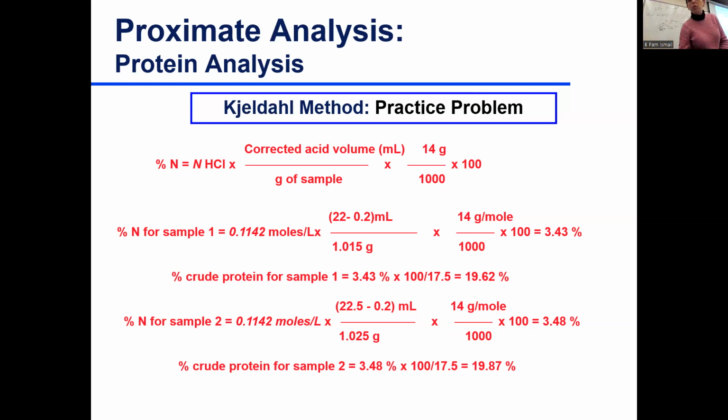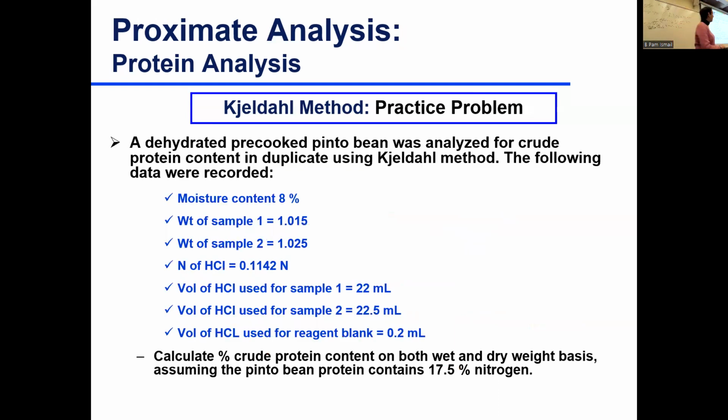Now the average is going to be 19.7, potentially. And then, where do you get 17.5 from? Oh, it's in the question, the 17.5% nitrogen. So you can get the conversion factor by doing 100 divided by 17.5. Then you get the conversion factor, and then you have your reps.